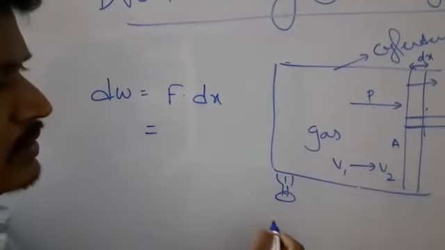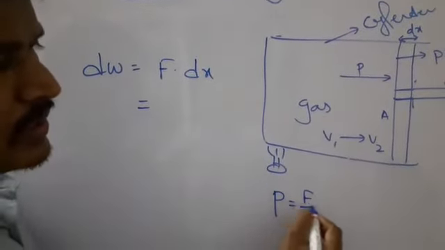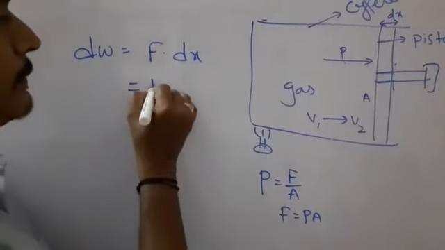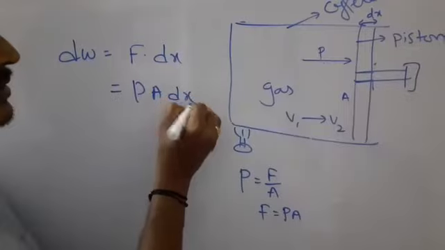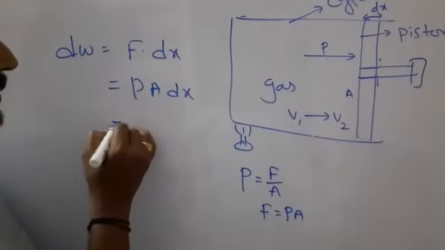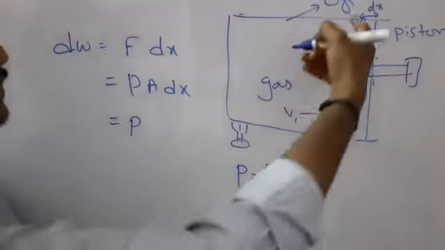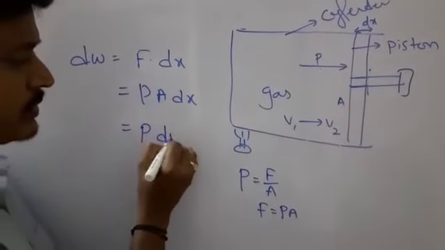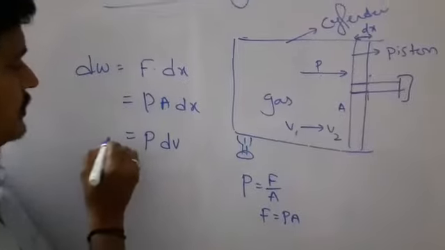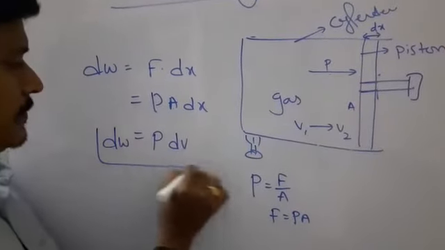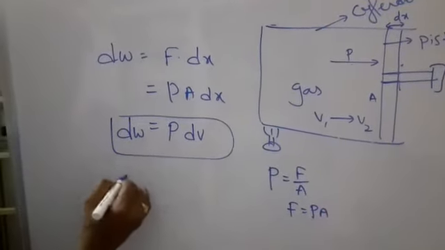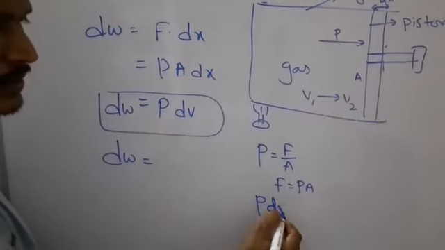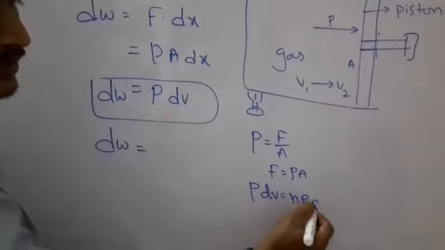Work done by the gas during expansion, dW, is equal to force into displacement. Here pressure is equal to force by area, so force is equal to pressure into area. So dW is P into A into dx. P into A into dx is nothing but area of cross section into the displacement moved by the piston. The product gives the increase in volume, dV. Next, according to the ideal gas relation, P dV is equal to n R dT.